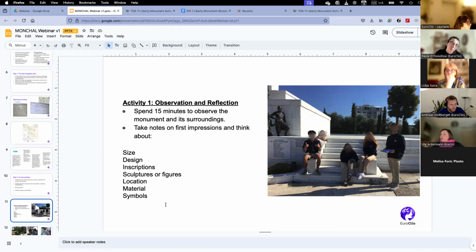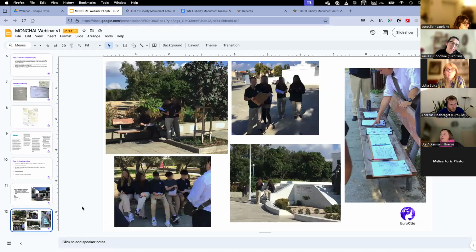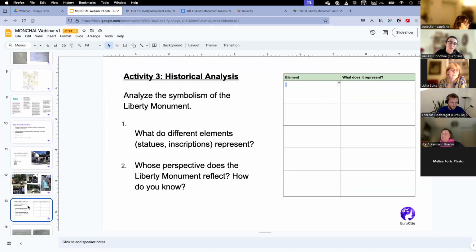So they had time to go around and observe the monument, and there are some more photographs of the students. I have given them clipboards, because later on I wanted them to draw an infographic. You can see here students observing and writing down, so they had the worksheets and could walk around. Now, the next step was looking at the different elements, the statues, the inscriptions, and most importantly, whom or what do they represent, or whom or what do they not represent?